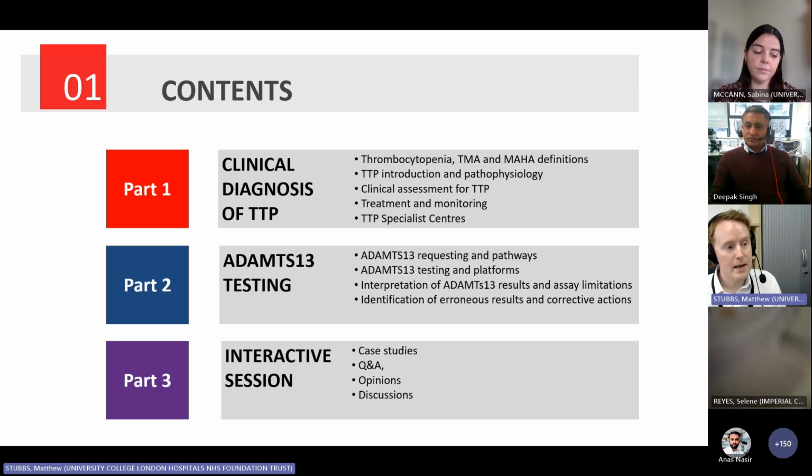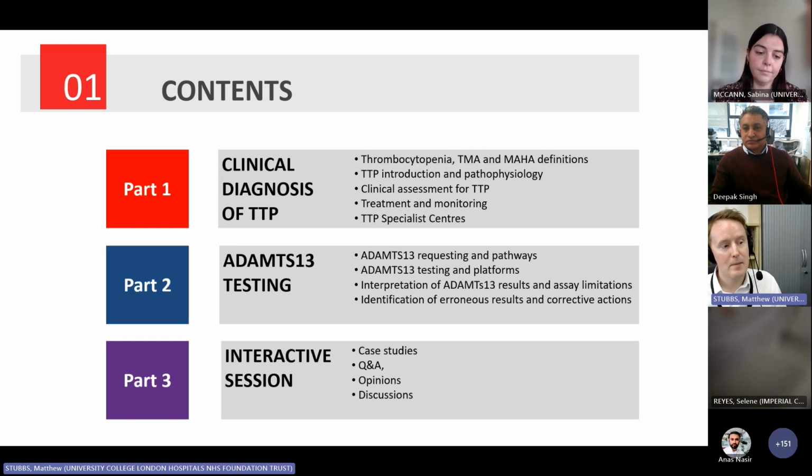the laboratory, and then the definitions for thrombotic microangiopathy and MAHA. I'll then talk about an introduction to TTP and the pathophysiology of the disease. And going on from that, I'll talk about the clinical assessment of TTP, the specific treatments that are required for that and the monitoring, and then talk about an update from the TTP specialist centres in England. Following on from that, I'll hand over to Deepak, who will talk us through ADAMTS13 testing, going through the different ways of requesting ADAMTS13, the pathways, and the different platforms that are available.